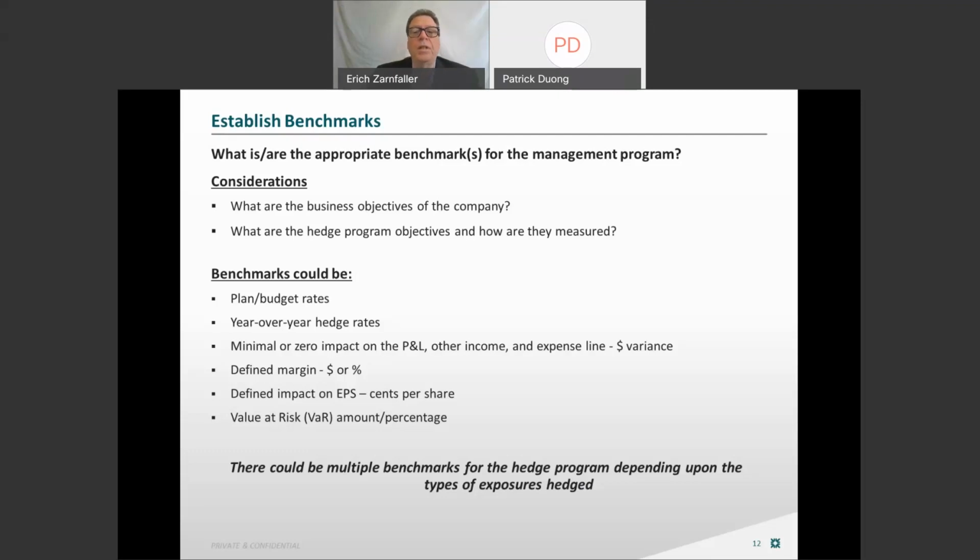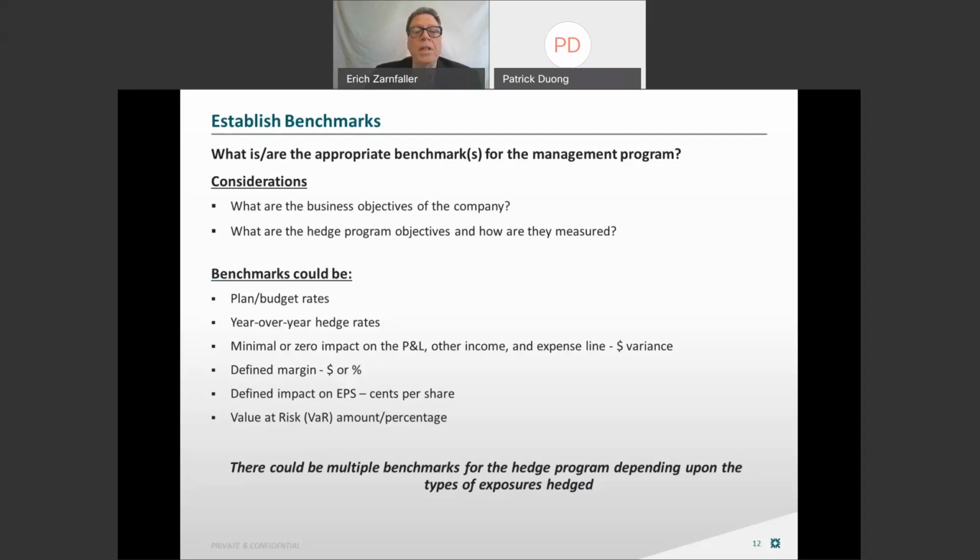The next potential benchmark is a minimal or zero impact on the other income and expense line. This is also a common benchmark, especially for managing EPS and EBITDA, and it is related to a balance sheet hedge program. Next could be a defined margin variance in dollar terms or percentage. A benchmark could be the variance of cents per share, as we've reviewed above. Finally, you could use a value at risk management or percentage variance as a benchmark.